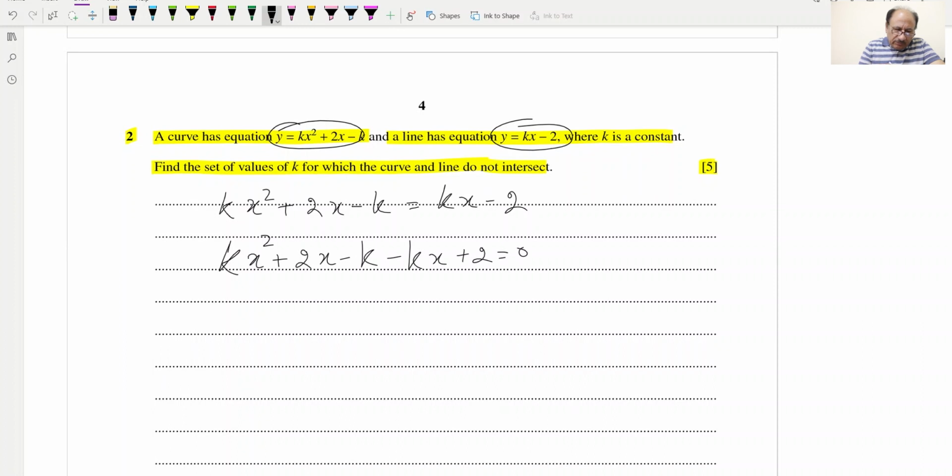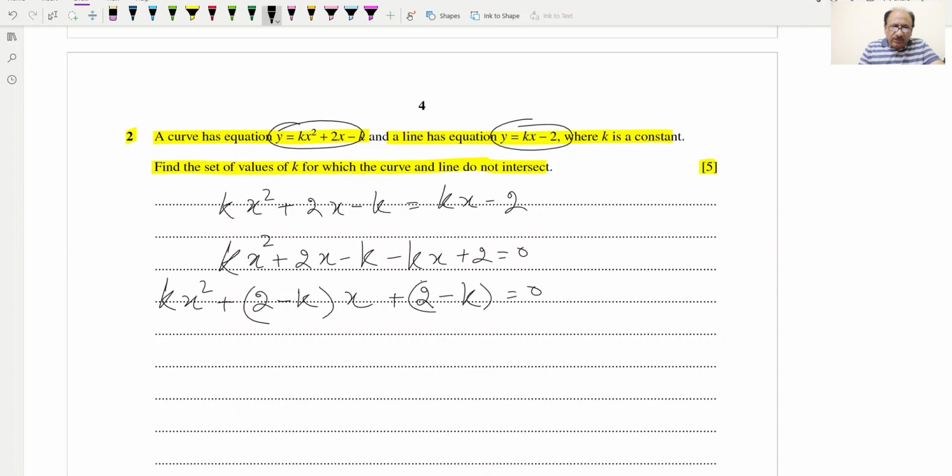Now we can rewrite this equation as kx squared, and this term we can combine, and it will be plus x, we can take common, so inside will be 2 minus k, and x, and this term and this term we can combine, and we can write 2 minus k in brackets, and this is equal to 0.